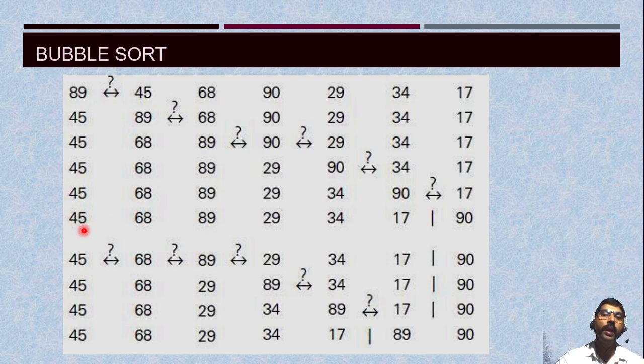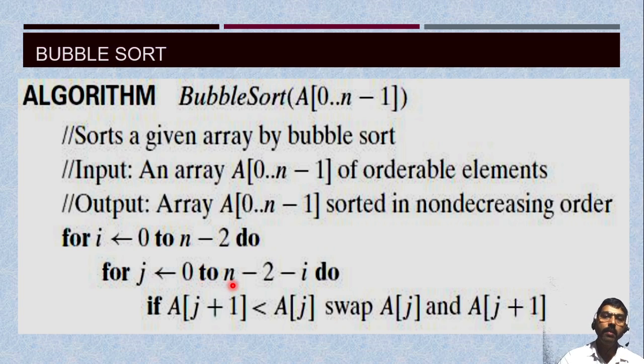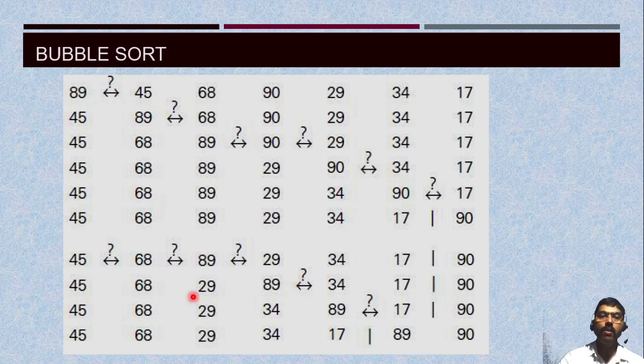So I am putting there n minus 1 minus I. I means I am just skipping this element. There is no need of sorting this again because this is already in the sorted order. So I am putting in the algorithm n minus 2 minus I. That indicates now I have to sort from 0 up to n minus 2 minus I. There is no need of sorting this one.